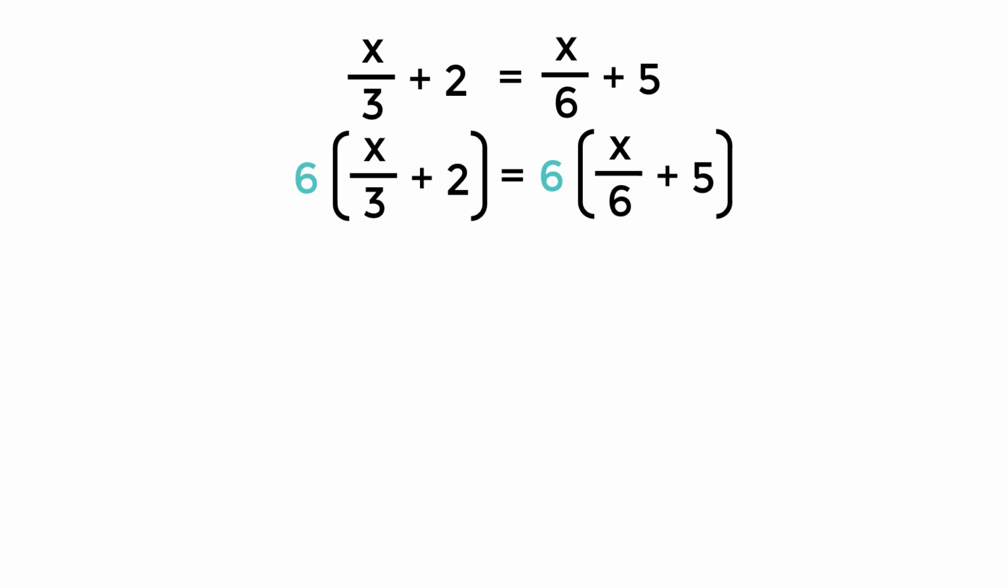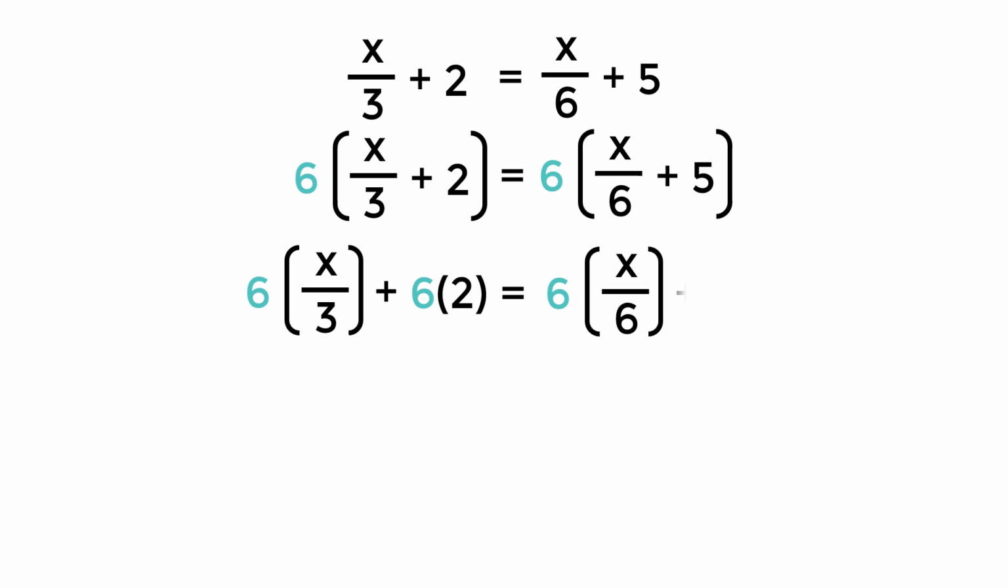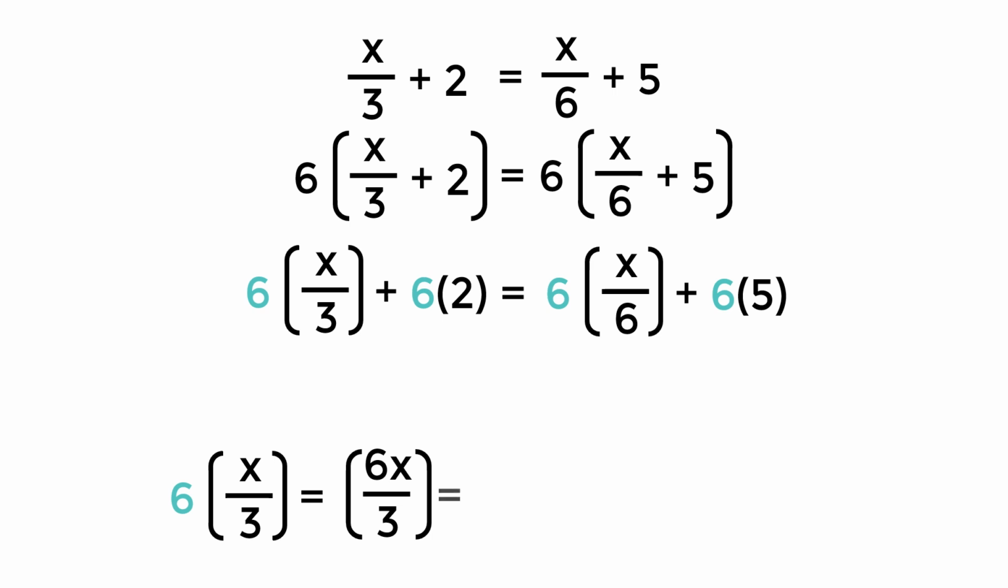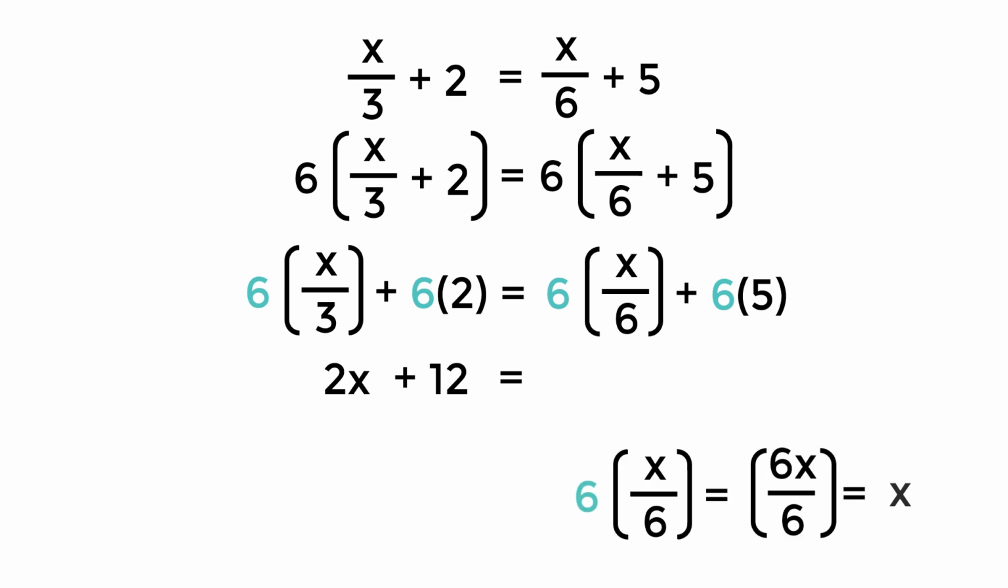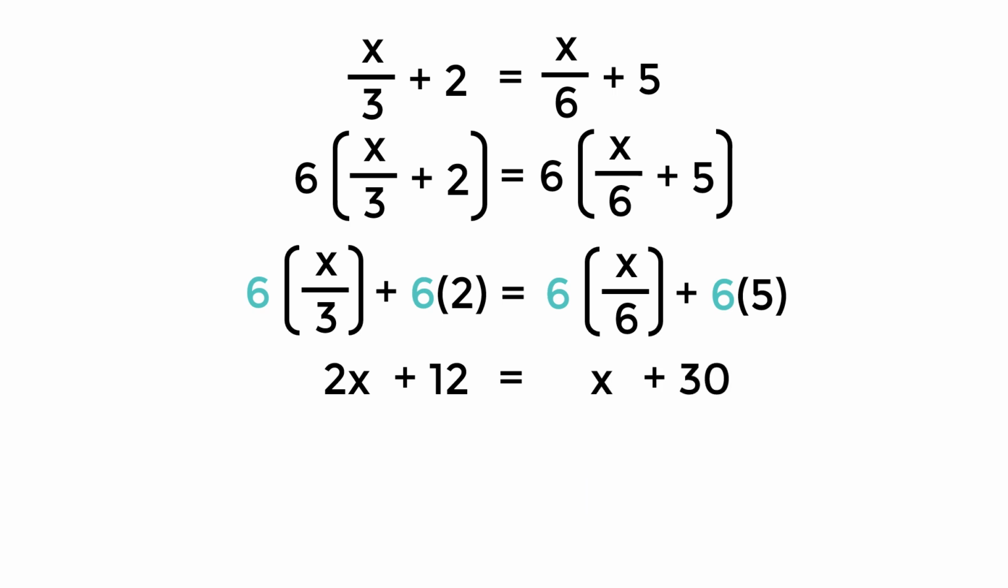Now distribute the 6 to each term. That gives 6 times x over 3 plus 6 times 2 equals 6 times x over 6 plus 6 times 5. Next, simplify each term. 6 times x over 3 becomes 6x over 3, which becomes 2x. So on the left side, we have 2x plus 12. On the right side, 6 times x over 6 becomes 6x over 6, which becomes x. So we have x plus 30. So the equation simplifies to 2x plus 12 equals x plus 30.